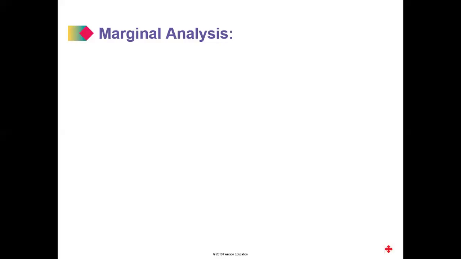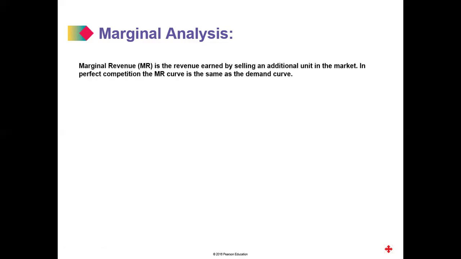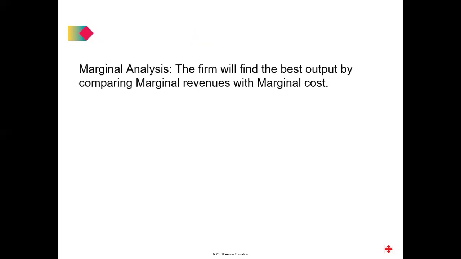In this video, we are going to find the best output that a single firm in a perfectly competitive market could produce by doing marginal analysis. So the firm will find the best output by comparing marginal revenue with marginal cost. The firm will find the best output when marginal revenue is exactly equal to the marginal cost.